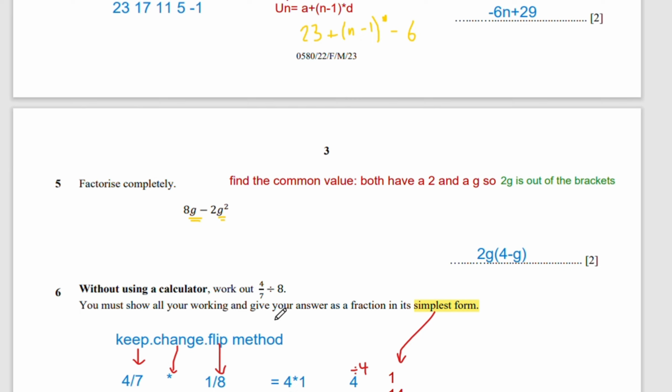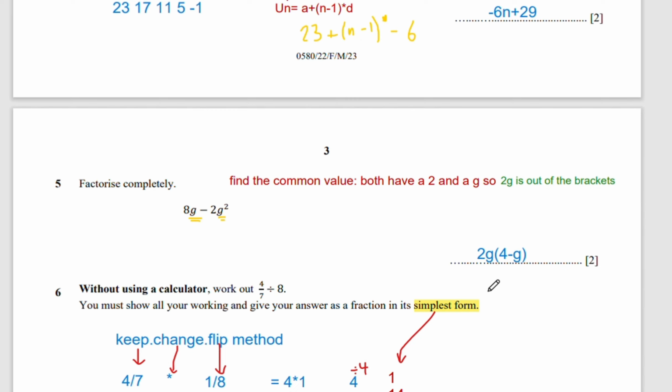Like if you wrote -2, the difference that will happen is that this one will become -4 to have a positive value to take 8g instead of this one will give us -8g, but we don't want that, so we will place instead of that negative here and a positive sign there. But it's fine, it won't make a difference. It's the same answer. So 2g brackets 4 minus g.